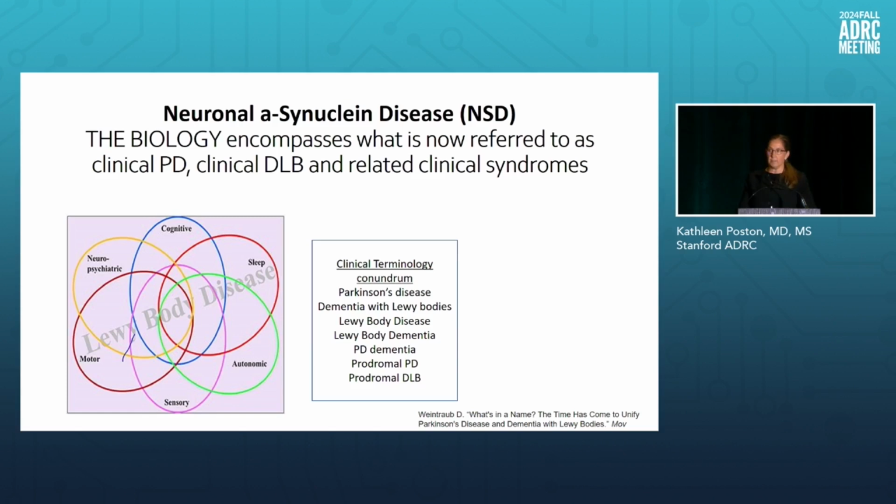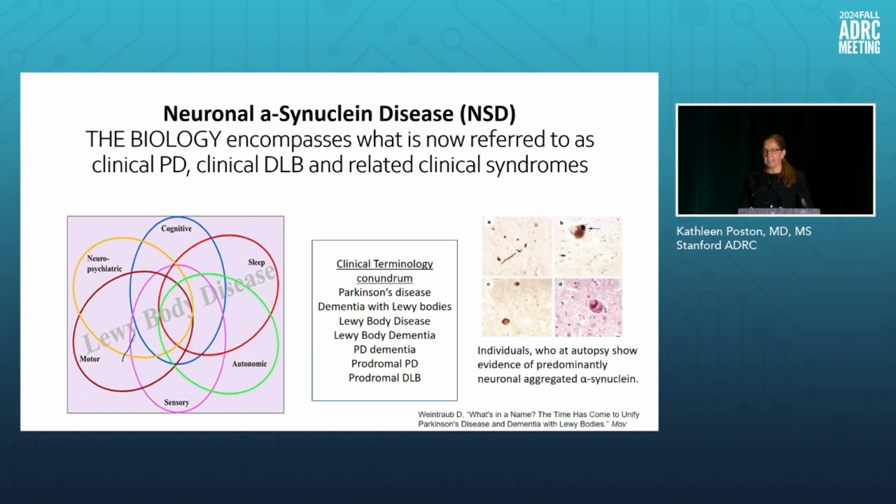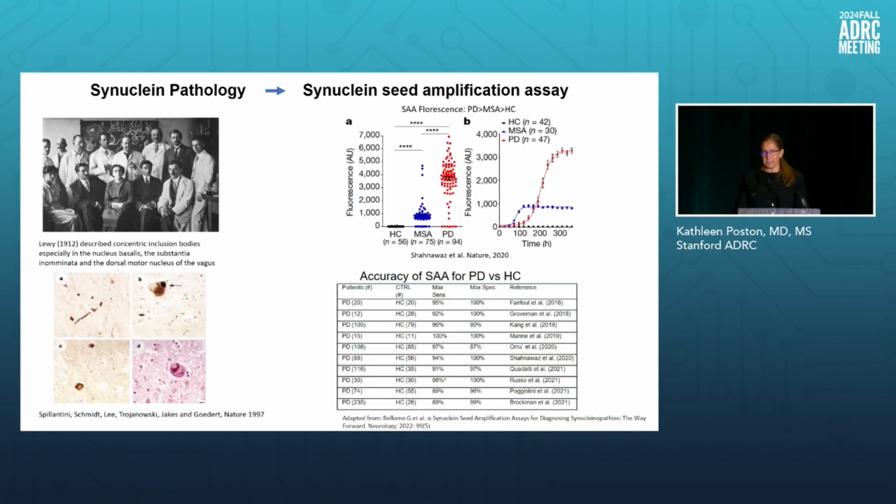There's an enormous amount of bias in naming something based on which clinic they showed up in, when in fact at autopsy, the predominant finding is that these individuals have aggregated alpha-synuclein within the neurons. And so with this new biomarker, the seed amplification assay, we've been able to begin to identify individuals who we believe have alpha-synuclein aggregated pathology in the neurons during their life.